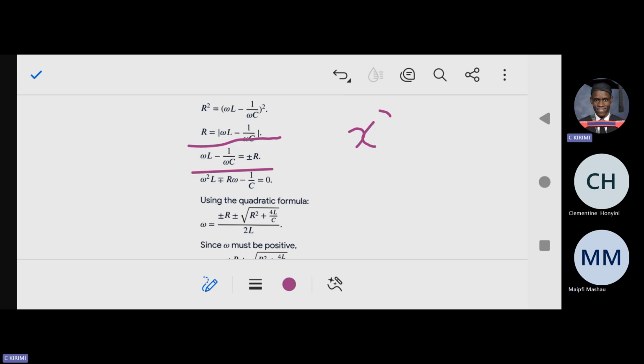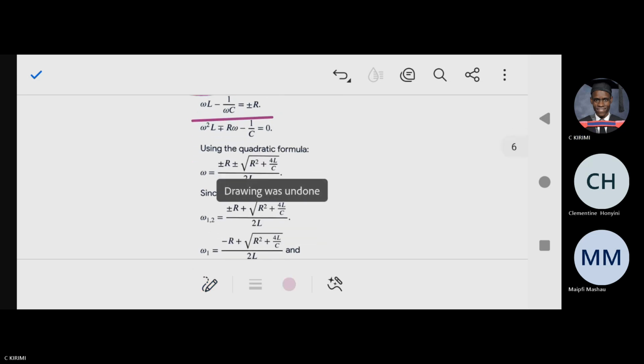Omega is like your x squared, where it says plus or minus r omega, which means it will be a constant with an x, and then the last one is just a constant. So you can use the quadratic formula to solve. We are using the quadratic formula to solve for that omega.